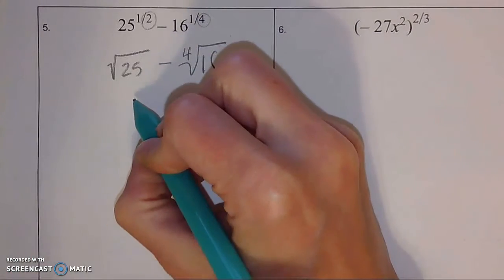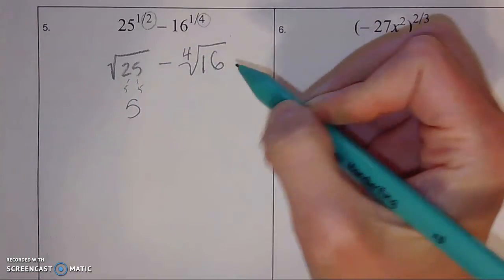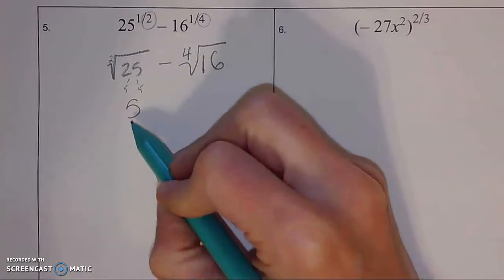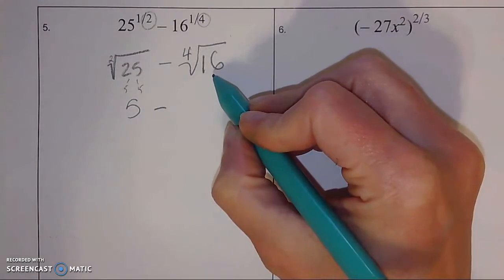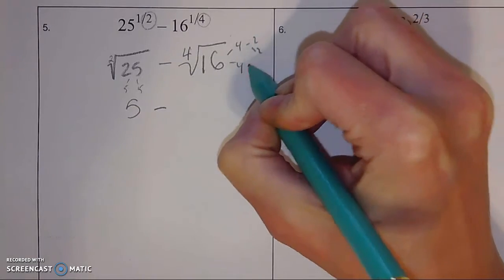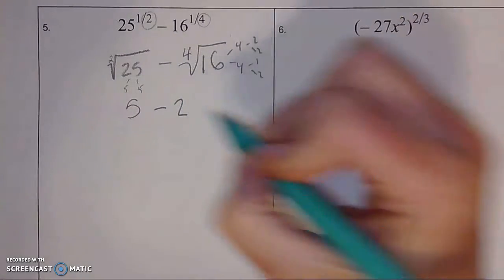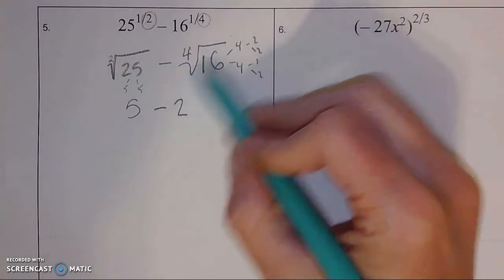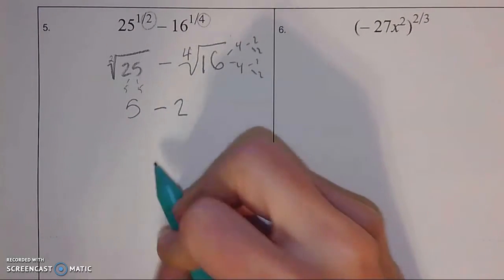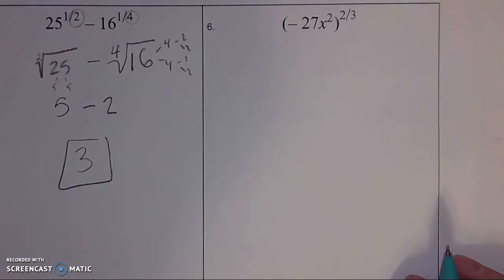All right, square root of 25 is 5. Hopefully you know that, but also 5 times 5, looking for groups of size 2. So that's a 5. Minus, well, 16 is 4 times 4. 4 is 2 and 2 and 2 and 2. So the 4th root of 16 is 2. So that entire answer becomes 2. So 5 minus 2 is 3. All right, moving on over.